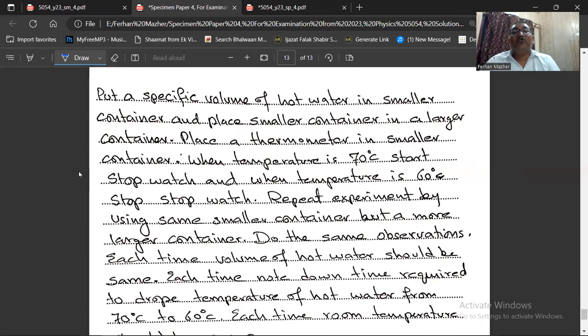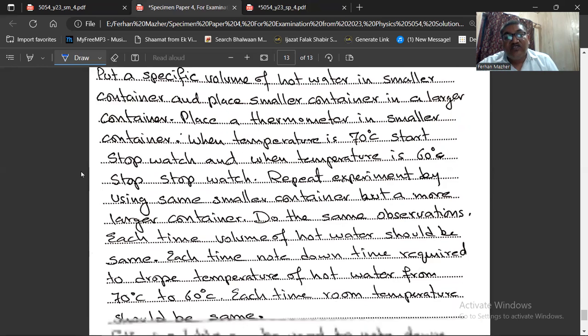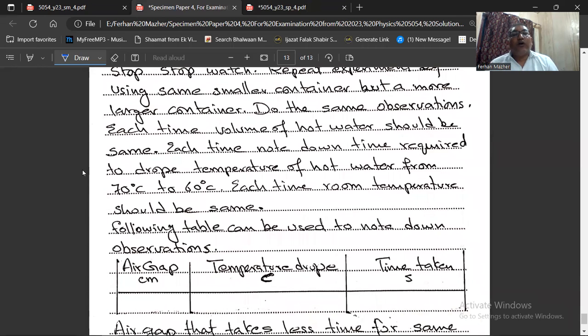Repeat the experiment by using the same smaller container but a larger container for the outside. By doing this, the gap between the smaller container wall and the larger container wall is increased. The air gap is increased. So do the same observation each time. Volume of hot water should be the same each time. Note down the time required to drop the temperature of the hot water from 70 to 60, meaning the change in temperature is kept constant. Each time room temperature should be the same.